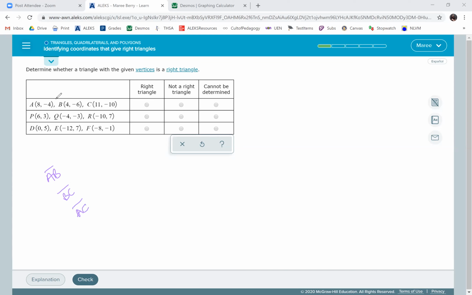Okay, so AB, negative 6 plus 4, negative 2, over 4 minus 8, negative 4, so positive 1/2. BC, negative 10 plus 6 is negative 4 over 11 minus 4, which is 7, so negative 4/7. AC, negative 10 plus 4, negative 6. 11 minus 8 is 3. Negative 2. Look at that. These ones are opposite reciprocals, so yes, it's a right triangle. Yay! I love finding right triangles.